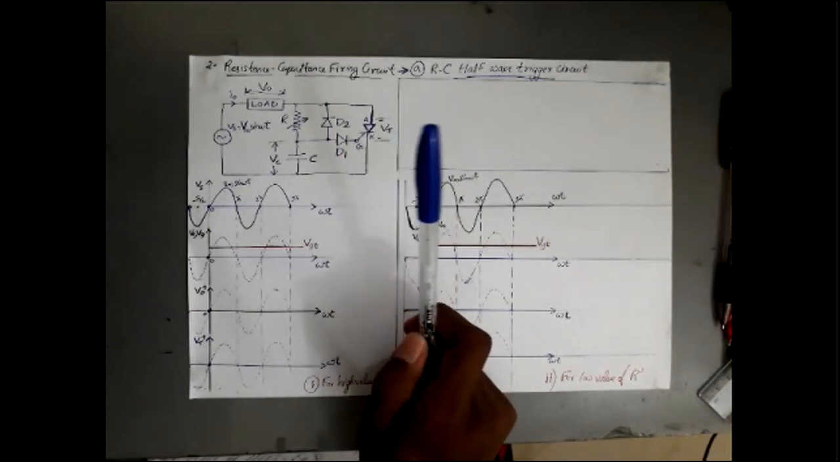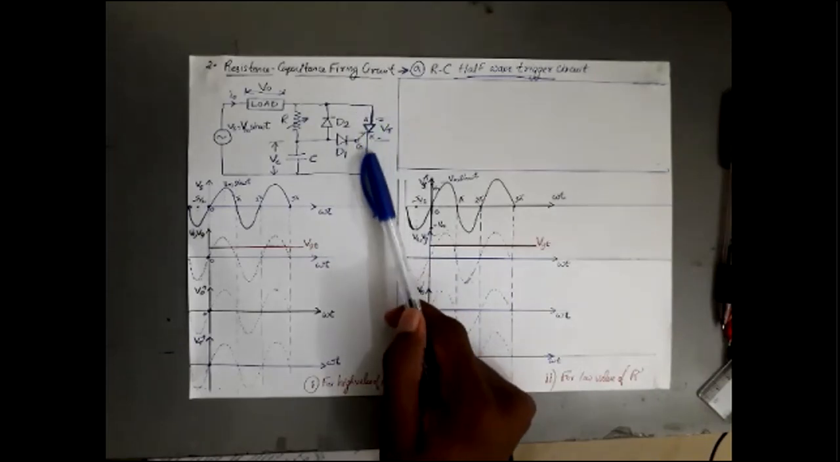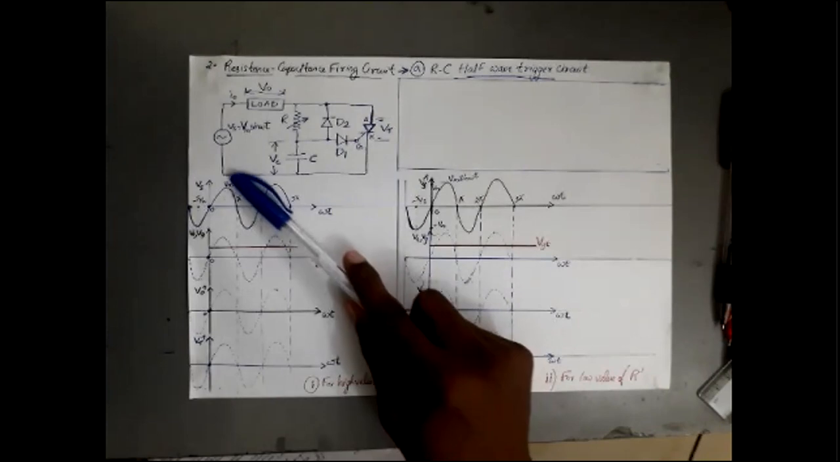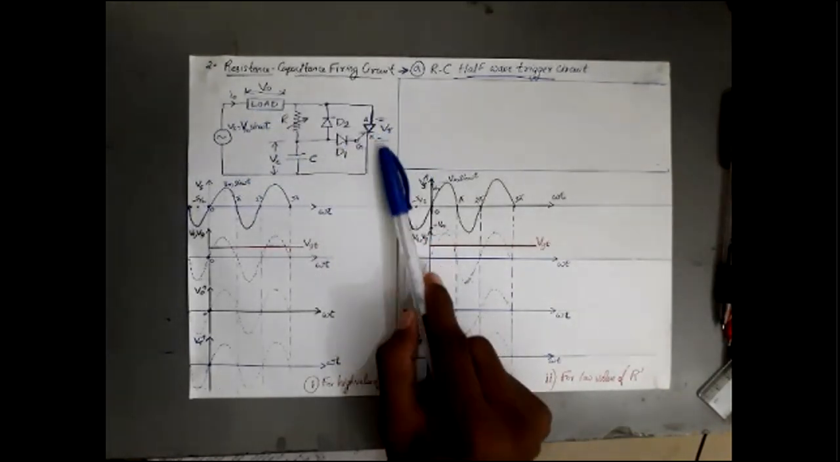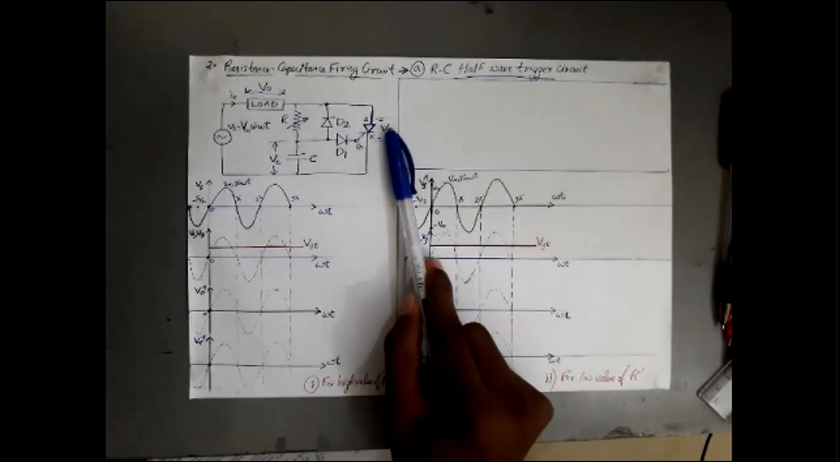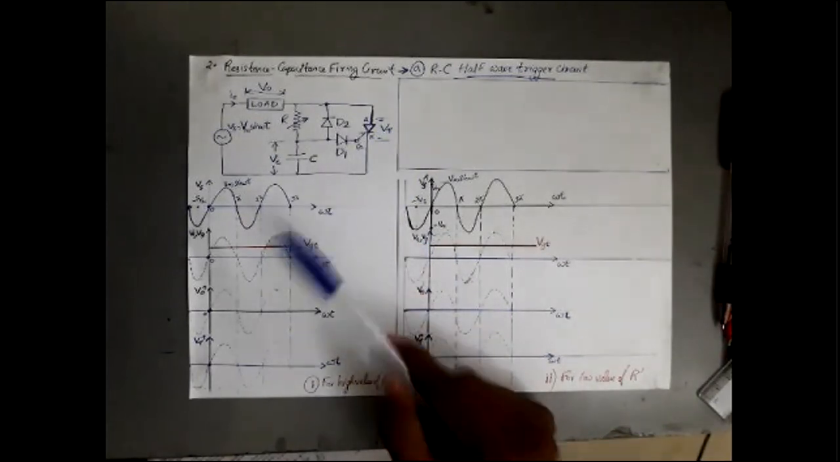When my thyristor is not conducting, as we know, the entire voltage applied to my circuit will come across my thyristor. And when my thyristor is conducting, the thyristor acts as a closed switch, and the voltage across my thyristor will be zero. Now let us have a look at the waveform.